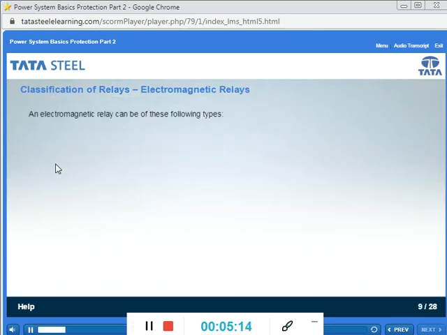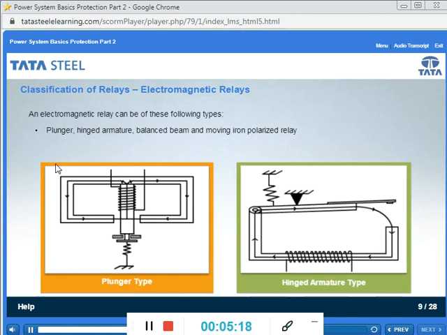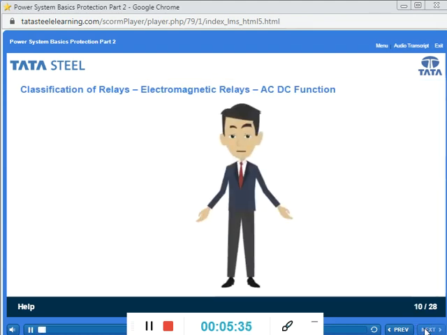An electromagnetic relay can be of the following types: plunger, hinged armature, balanced beam, and moving iron polarized relay. These are simplified types which respond to AC as well as DC. We have learned that the simplified types of electromagnetic relay respond to AC and DC as well.